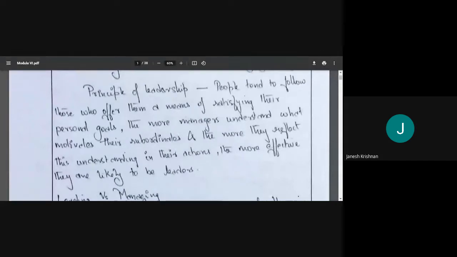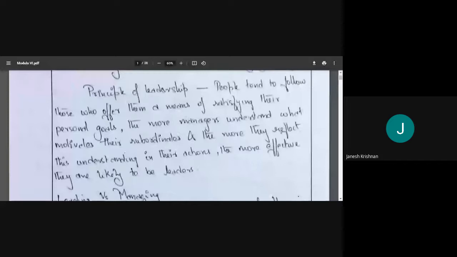So if I want to be a leader, I should understand what ticks them: what is needed by the subordinate, what motivates the subordinate. My decisions and my actions should reflect his or her need. If that is the case, then people are more likely to follow me. So the principle of leadership basically means people will follow a person if that person is satisfying their personal goals.